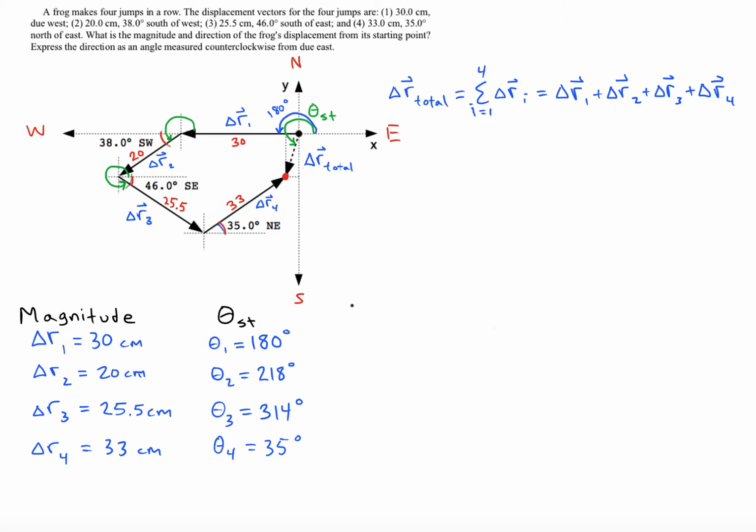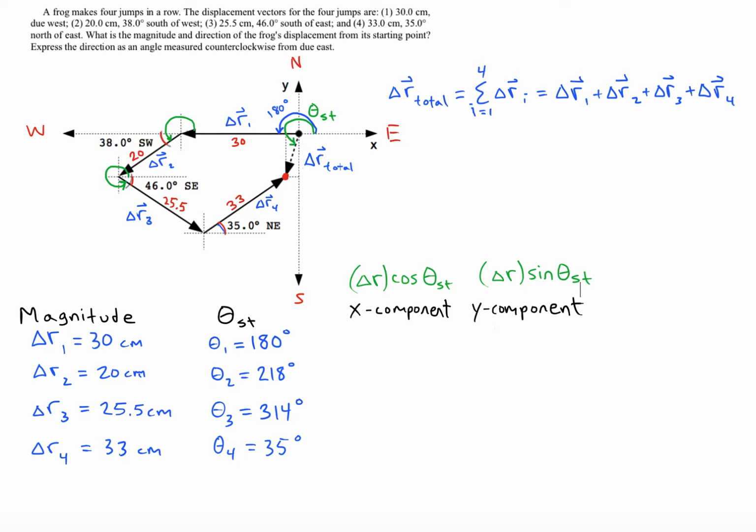Next, we're going to want to find the x component and the y component for each. Now the formulas that we'll use for this will be delta r times the cosine of theta standard for the x component, and then we'll use delta r times the sine of theta standard for our y component.